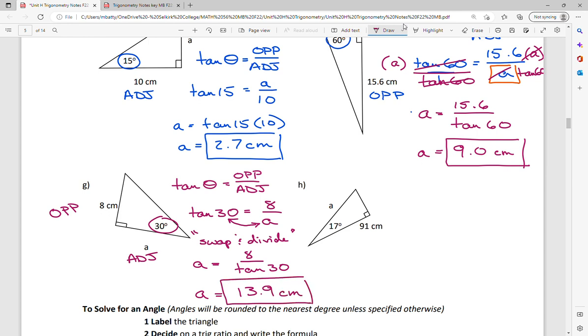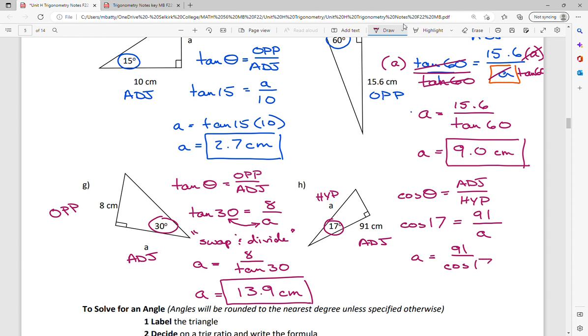One last one, we've got our angle, we've got our hypotenuse, we've got adjacent, so this means that it's going to be the cosine ratio that I'm dealing with. Subbing in what I know, it's cosine of 17. I've got 91, and again, one more time, I've got my unknown in the denominator. So I like thinking the swap and divide. That gives me something that I can put into my calculator, and A then is 95.2 centimeters.